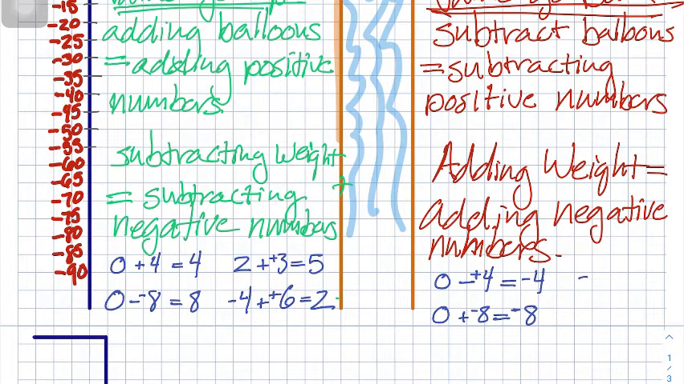If I start at 2 and I add negative 3, I'm adding weight again. It is going to go down from 2 down all the way to -1. It's going to go down 3 spaces to -1. And if I start at -4 and I subtract +6, then that is going to make it go down. When you subtract positive numbers, they go down. It is going to make it go down to -10. All right.